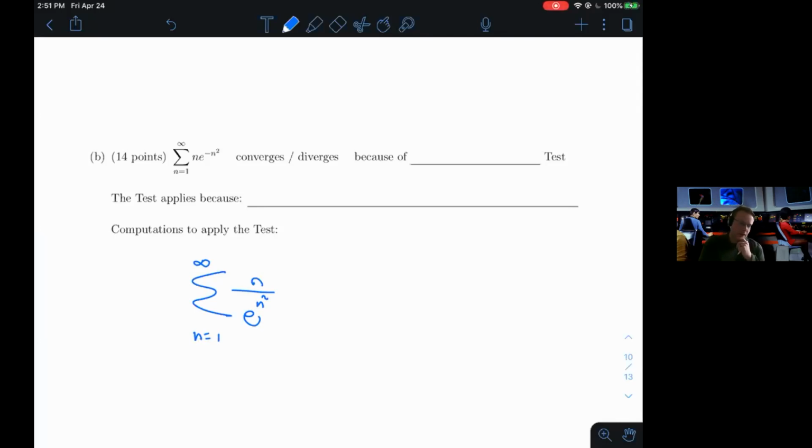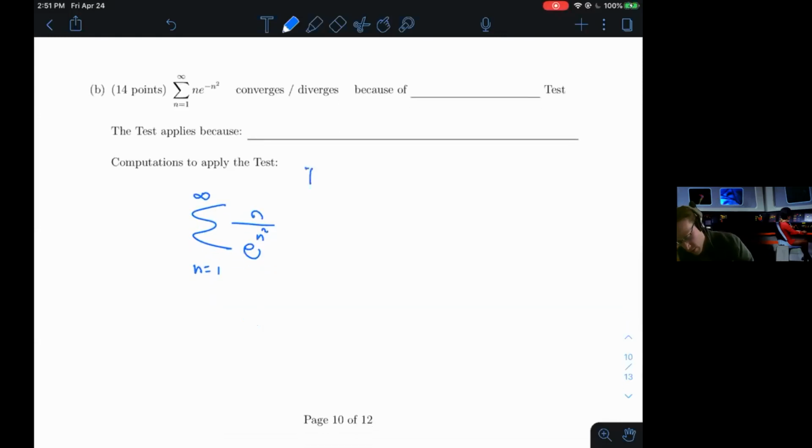The first thing that I would think about is maybe the ratio test. Does the ratio test work with this? I see an n, so I'm not particularly happy with that. But I do see an exponent, this e raised to some powers. And so I'm hoping that actually the ratio test would apply to this. So I'm going to try the ratio test.